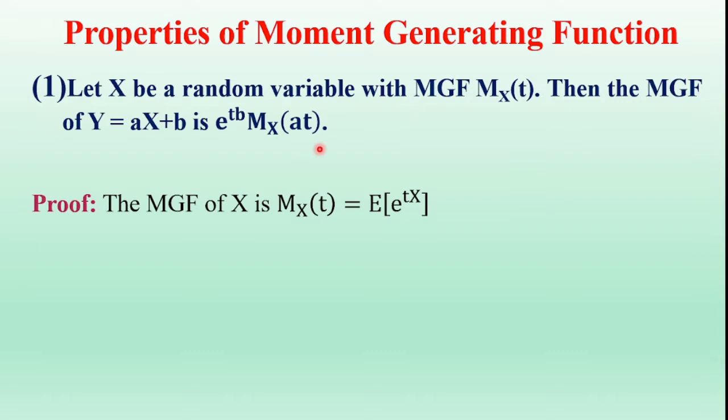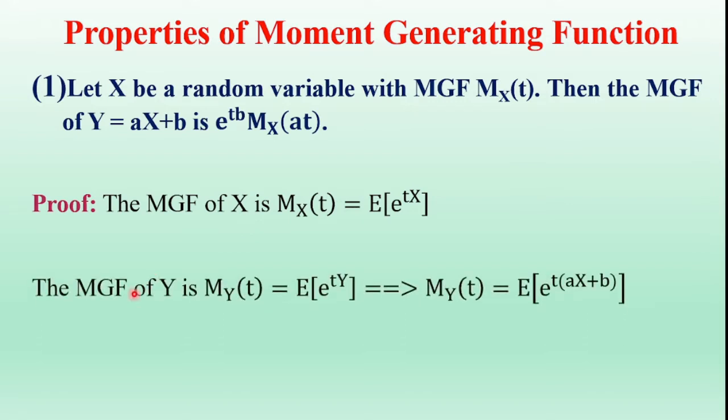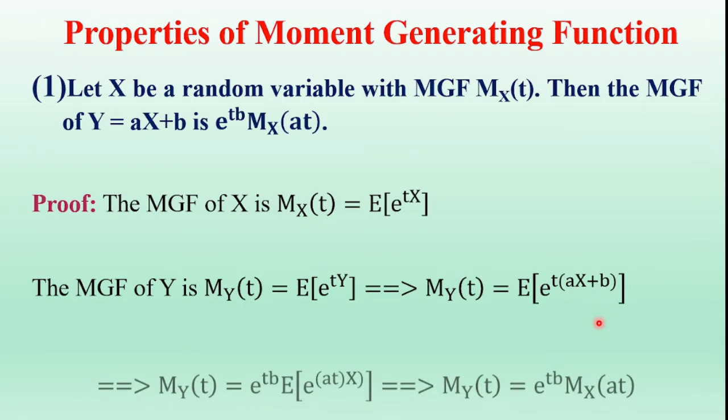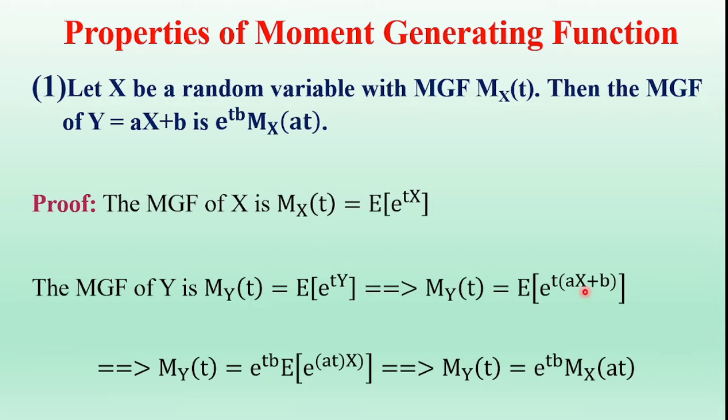According to the definition, the moment generating function of a random variable X is M_X of t equal to expectation of e power tX. Now here we want to prove the moment generating function of the random variable aX plus b. Similarly, the moment generating function of the random variable Y is M_Y of t equal to expectation of e power tY. Now here Y is equal to aX plus b. Substituting, we get M_Y of t equal to expectation of e power t into (aX plus b). Multiplying t within the bracket, the RHS term is expectation of e power taX into e power tb.